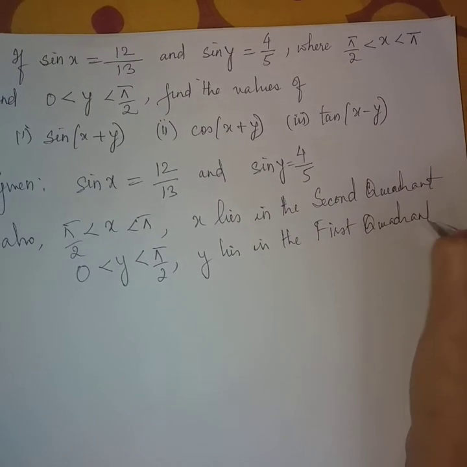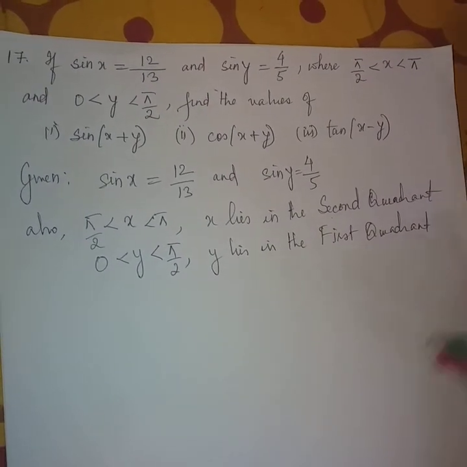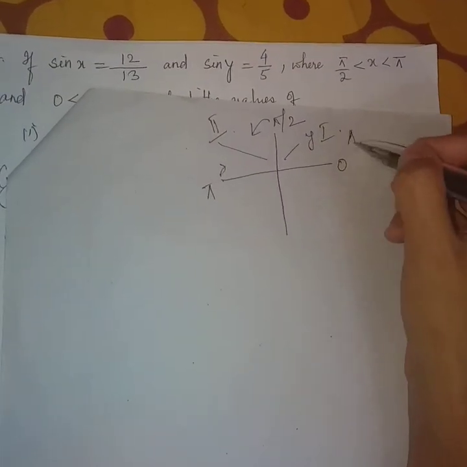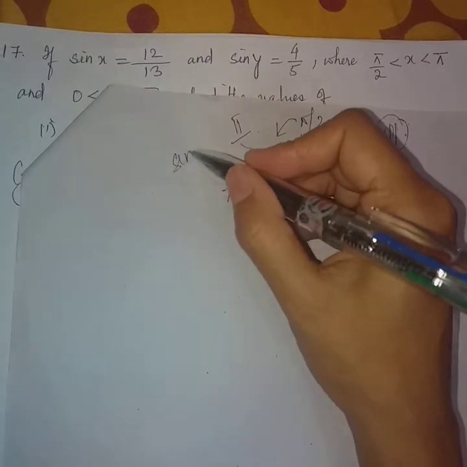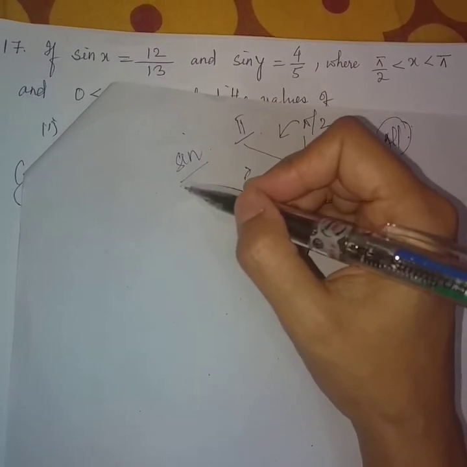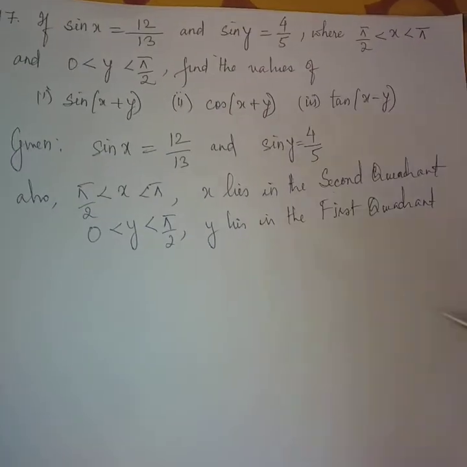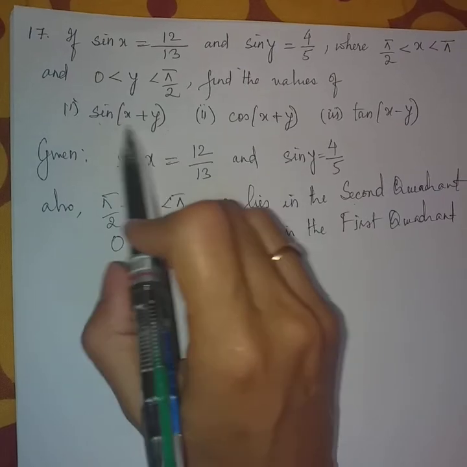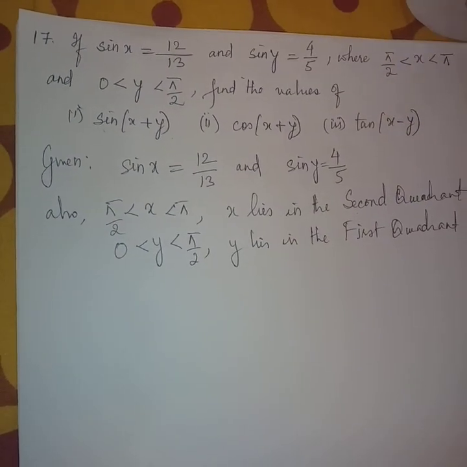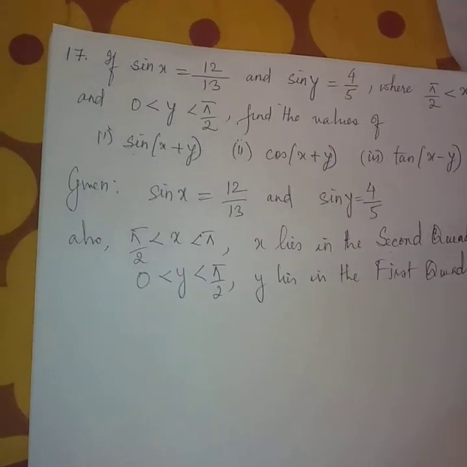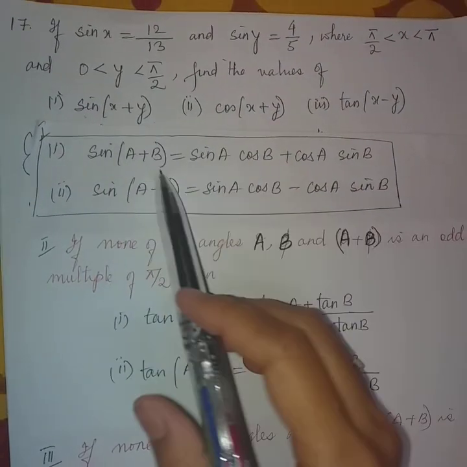So we have seen that in the first quadrant all the trigonometric functions are positive, and in the second quadrant only the sine function and the cosec function are positive. So here we have to find this, and to find this angle we have to use the formula of sine of the sum of two angles. In order to find sine of x plus y, we have to use this formula.